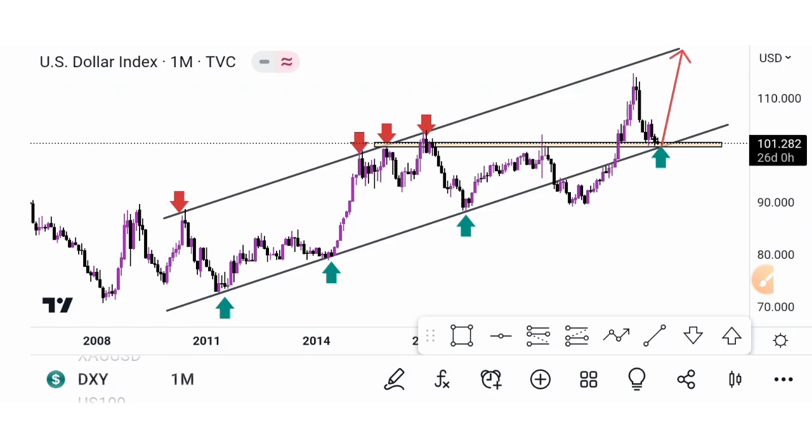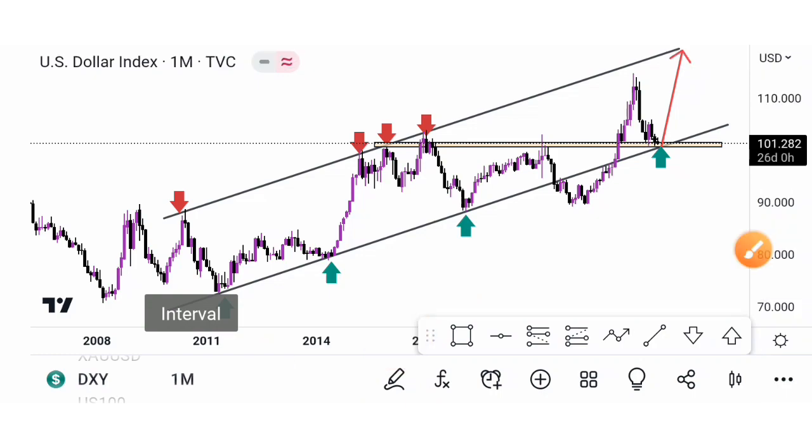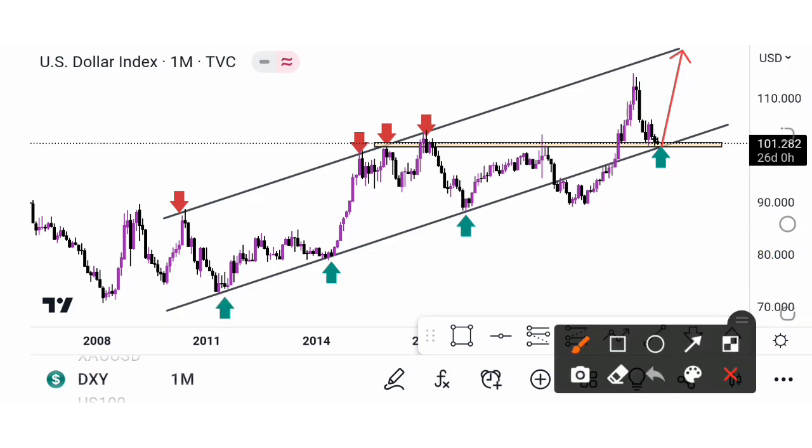So in front of us we have the dollar index, and we have opened the monthly time frame, right? Just by looking at the chart, I've already drawn everything to minimize time so that we don't waste time on this video. I'm bullish on the dollar index, and the reason for that is very simple.